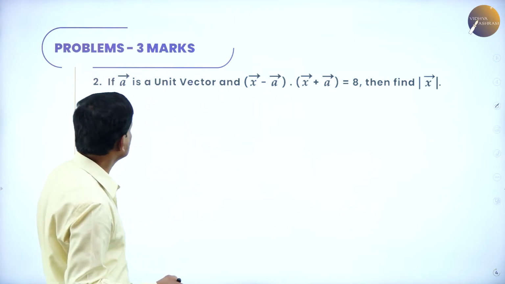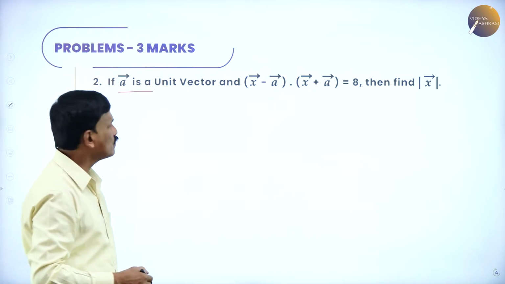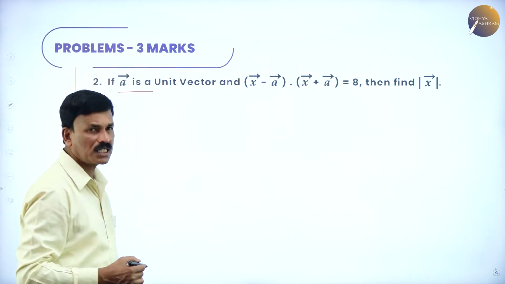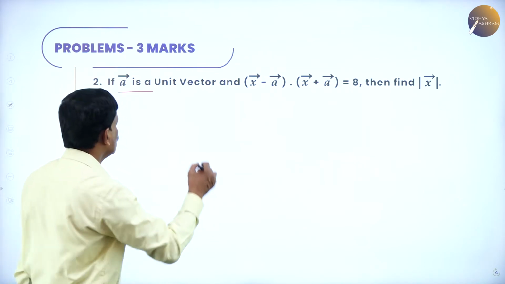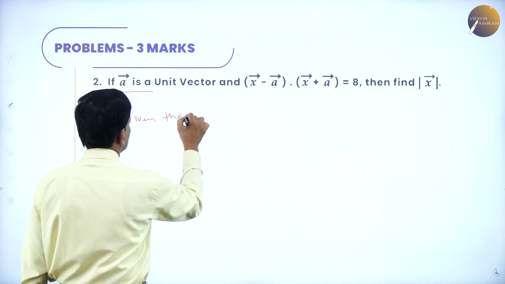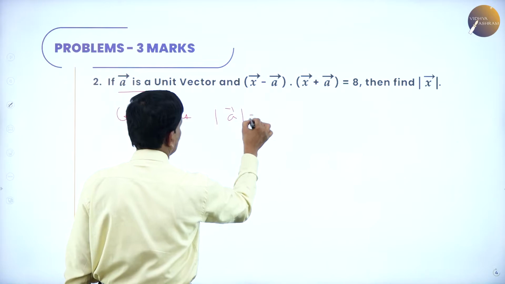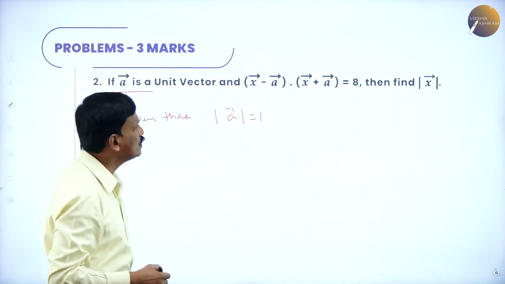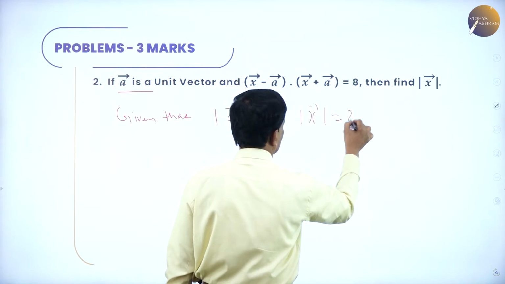Now, let us come to the next problem. If A is a unit vector and (vector x minus A) dot (vector x plus A) is equal to 8, then find the magnitude of vector x. What is given? A is a unit vector, which means the magnitude of A is equal to 1, and what is required is to find the magnitude of vector x.